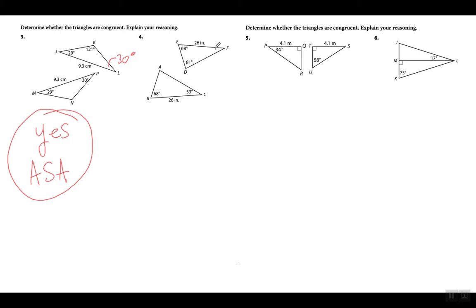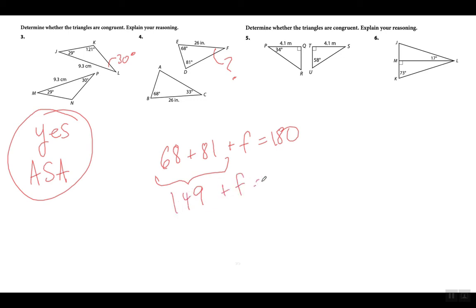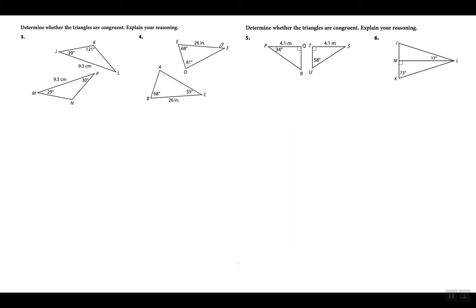All right, let's look at number 4. So let me start with the top triangle and figure out what's the measure of angle F. 68 plus 81, excuse me, plus lowercase f equals 180. All right, so when I add that up, I'm going to get 149 plus f equals 180. Subtract 149, subtract 149, and I'm going to get 31. So the measure of angle F has to be 31 degrees.